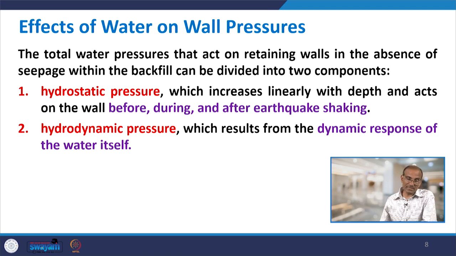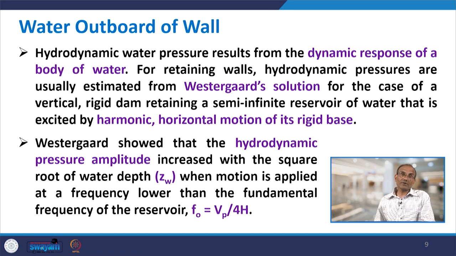So, we need to consider both the components, hydrostatic pressure and hydrodynamic pressure. Hydrodynamic water pressure results from the dynamic response of the body of water, that is, how the water responds to the earthquake loading. For retaining walls, hydrodynamic pressures are usually estimated from what we call the Westergaard solution, for the case of a vertical rigid dam retaining a semi-infinite reservoir of water that is excited by harmonic horizontal motion of the rigid base.